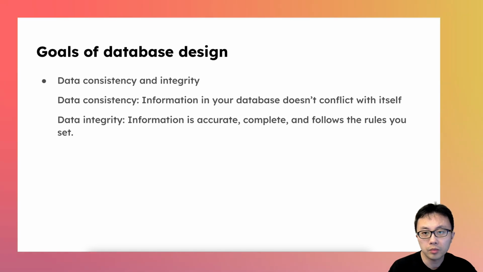Data consistency means information in your database doesn't conflict with itself. Data integrity means information is accurate, complete, and follows the rules you have set. In combination, these two terms are about defining appropriate data types, constraints, and relationships among entities to ensure that data remains consistent across different tables, data redundancy is minimized, and anomalies are prevented.